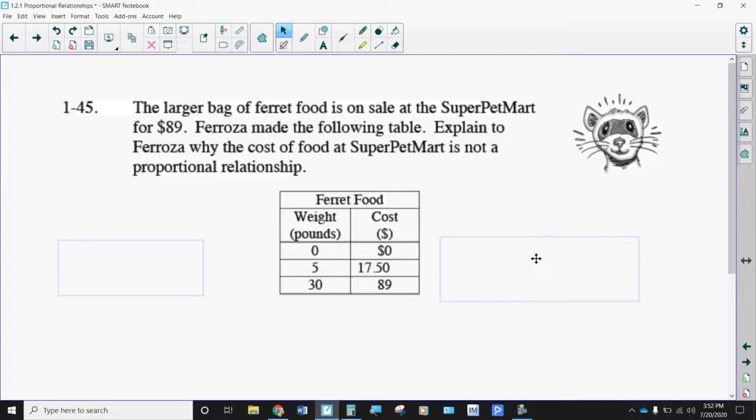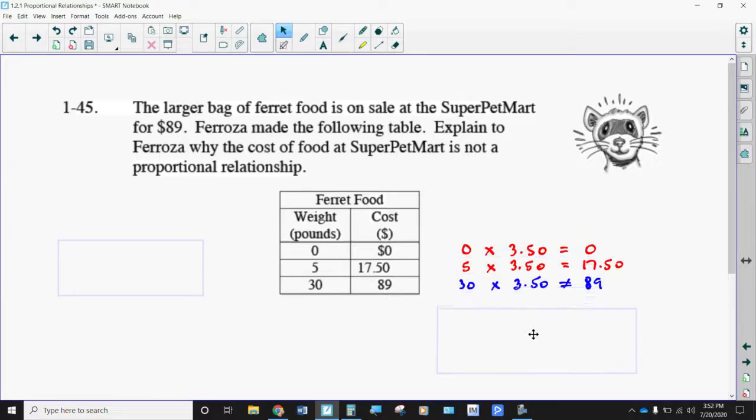I'll go ahead and give you the reveal. If you were to use your unit rate, and every time you multiply 3.50 times this number, you would get that number, then it would be proportional, right? Because you would have your constant multiplier. But 30 times 3.50 is not 89, so that means that this is not a proportional type of situation. You do not have a constant multiplier.